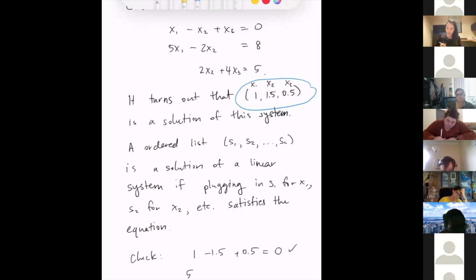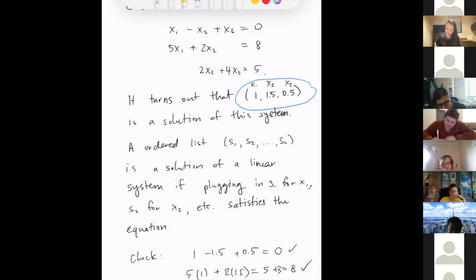Now, to check the second one, again, we plug in 1 for x1, 1.5 for x2, and we want this to simplify to 8, right? So that's what's on the other side of that equation. So we would get 5, wait, oh, this should be a plus, sorry about that. Here we go. 5, and then 2 times 1.5 is 3, so this does actually equal 8.